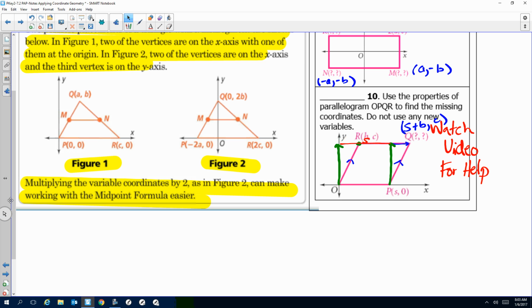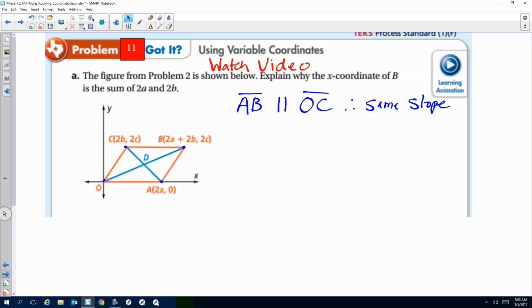So I hope that will help you with that. Watch it again if you need to. Now, we're going to walk through this. This is very important, making sure you understand what you have to show.